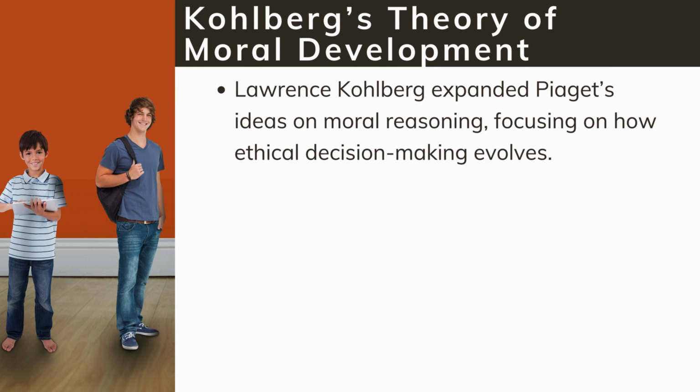Lawrence Kohlberg extended Piaget's work to explore moral reasoning. He proposed that moral development progresses through 6 stages, grouped into 3 levels. Moral reasoning is influenced by cognitive abilities, social environment, and experiences. Kohlberg focused on how individuals make ethical decisions.